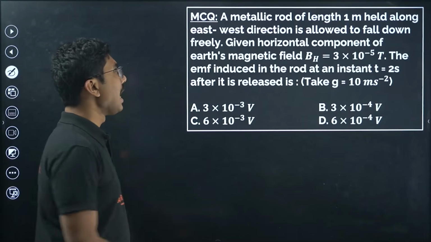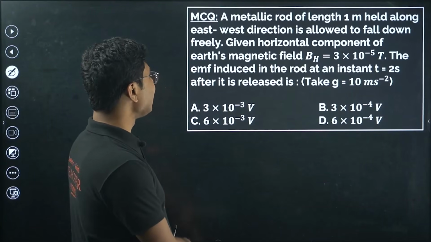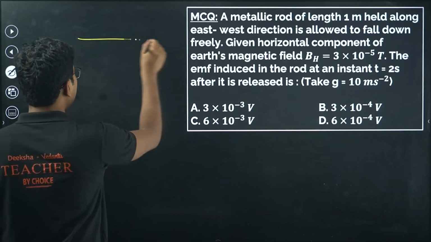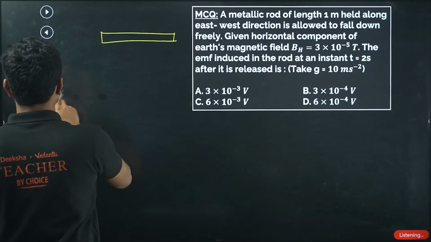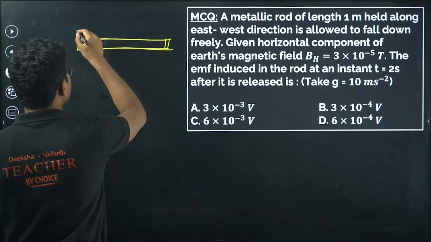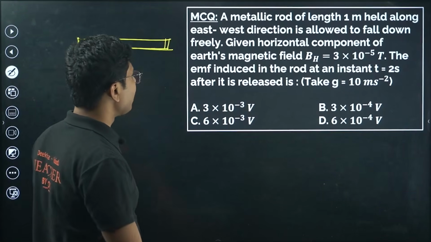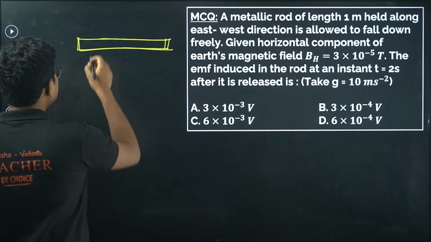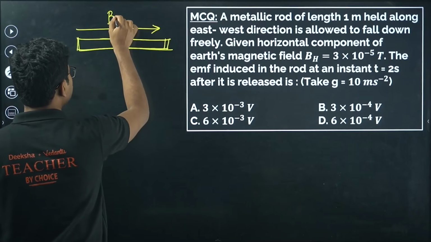Let's see one question. A metallic rod of length 1 meter held along east-west direction is allowed to fall down freely. So this is east-west direction. East-west direction is not important over here. So now you are allowing this to fall through the magnetic field, the horizontal magnetic field of Earth. This is called horizontal magnetic field.